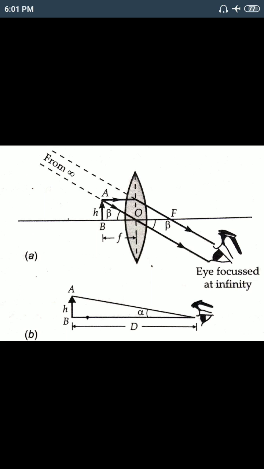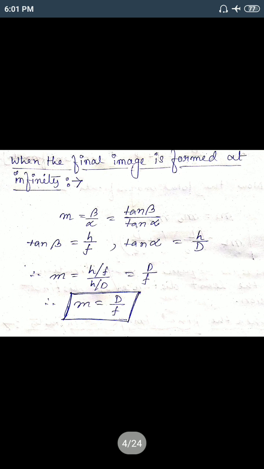And we get the image at infinity when the object is placed at the focus. So in this figure, the object is placed at the focus. That's why the image will be formed at infinity. Clear? So the magnifying power is also the same.